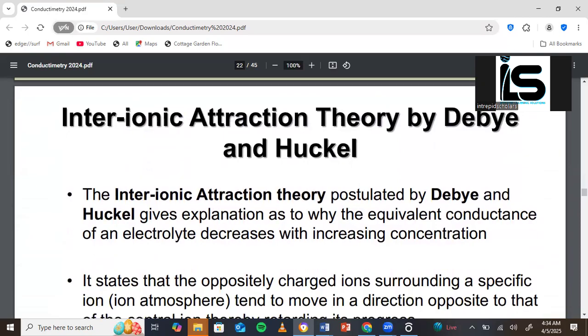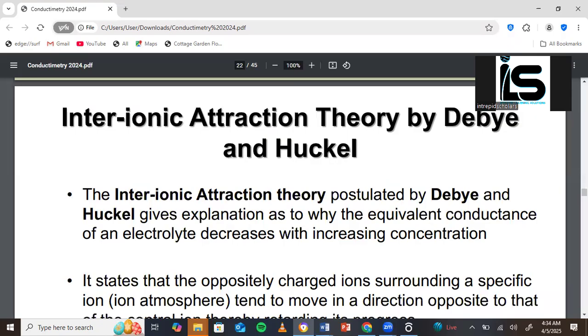Now, inter-ionic attraction theory by Debye and Huckel. So two different people give us a better way to represent this interaction, right? They give us an equation. We'll not talk about this equation here, but they give us a criterion for us to actually estimate the actual mobile ions in solution that will be responsible for the reactivity or the property of that solution. And that is what Debye-Huckel did.